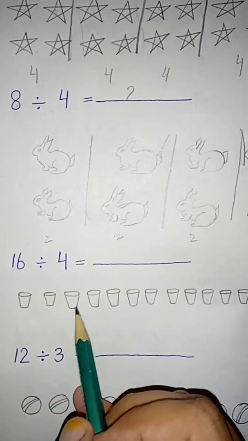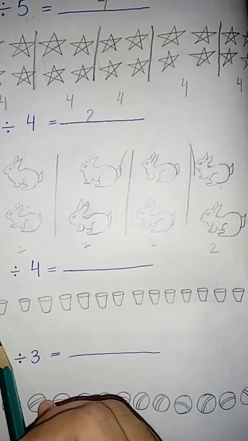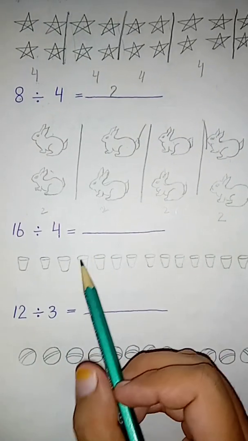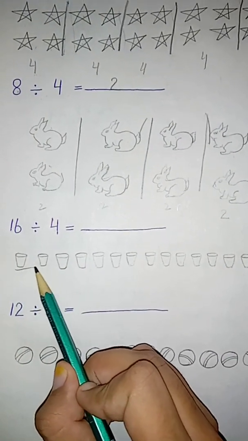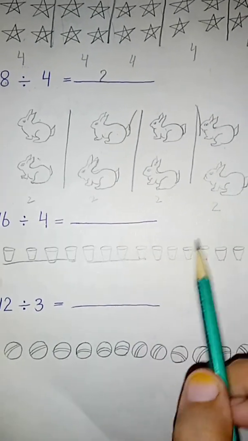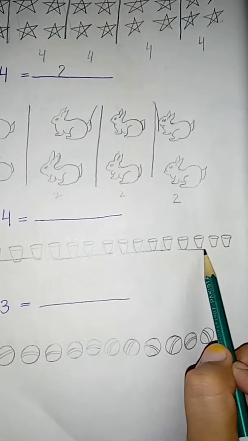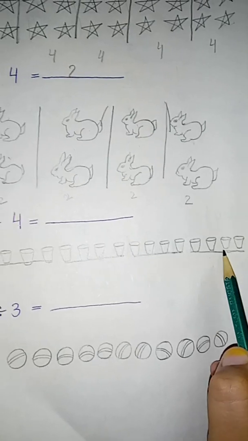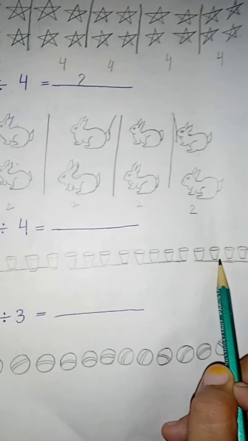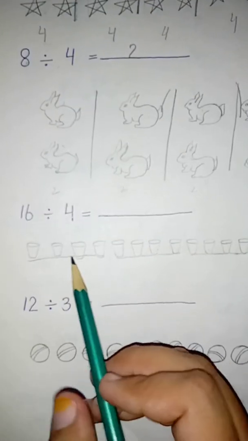Next we have 16 glasses and we divide them into 4 groups. To divide them into 4 groups, we put 4 glasses in each group. Okay. Now we have 4 groups: Group 1, Group 2, Group 3 and Group 4. Now we will count how many glasses we have in each group.